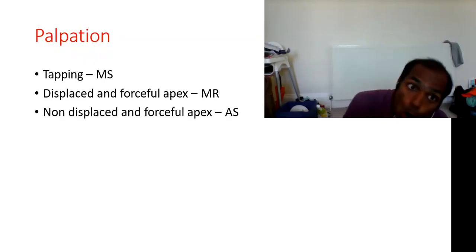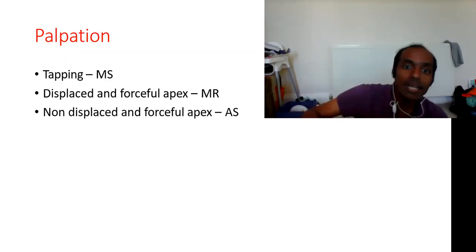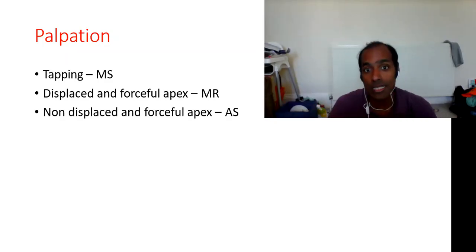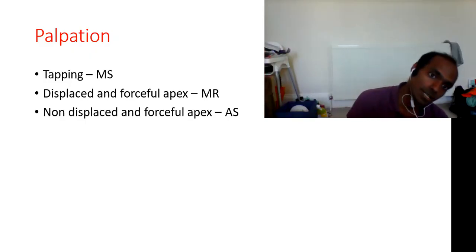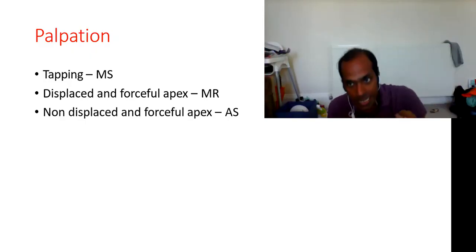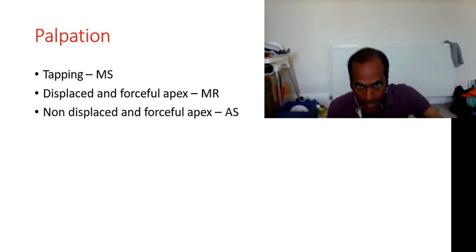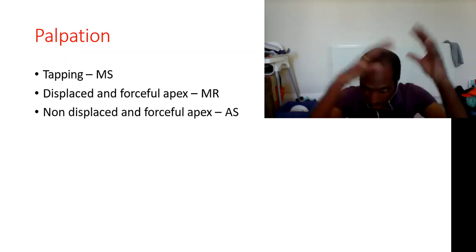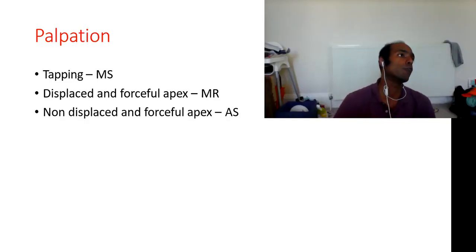Or it also could be another condition. What is the other condition that can cause this? Aortic regurgitation. So if you have a thrusting apex, it could be either mitral regurgitation or aortic regurgitation, because of the volume overload.